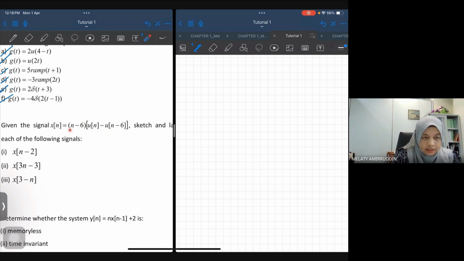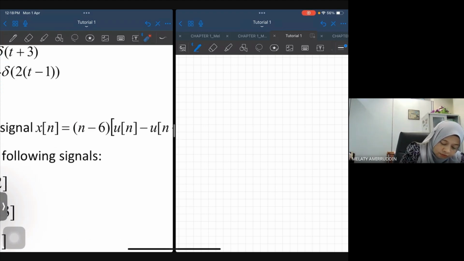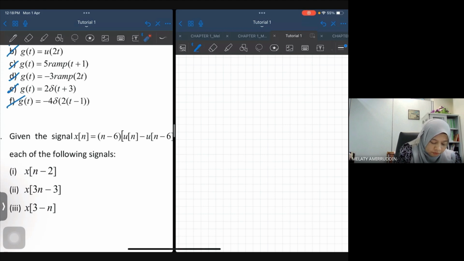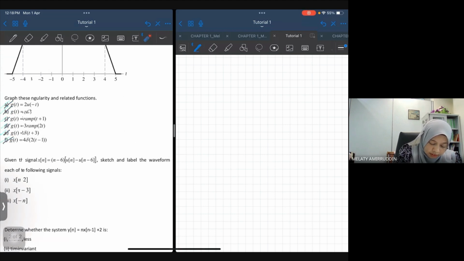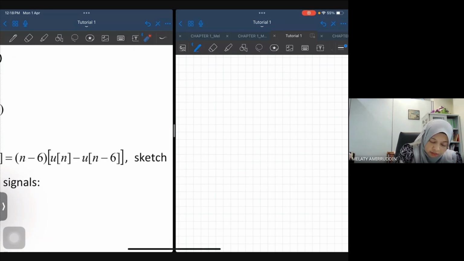Okay. And n minus 6 is the amplitude because we don't have any function in front of it, like u[n - 6] or r[n - 6]. We don't have this function. We only have n minus 6. So this is the amplitude. So first and foremost, you need to sketch u[n].